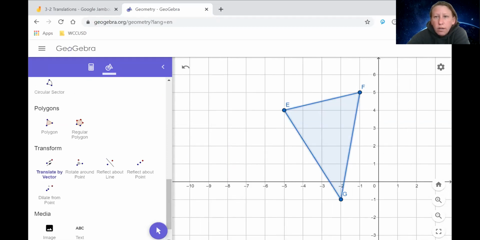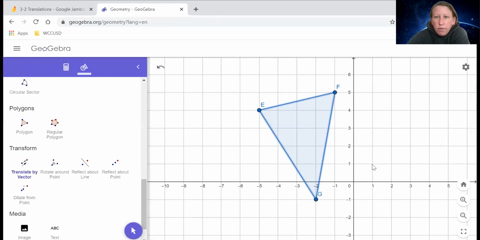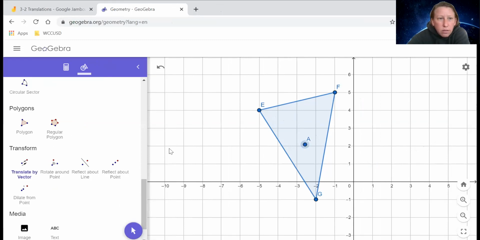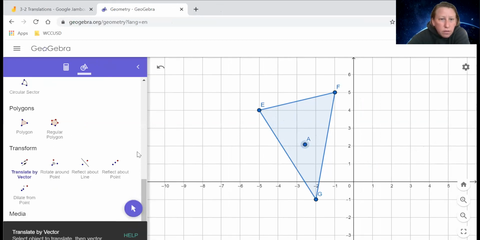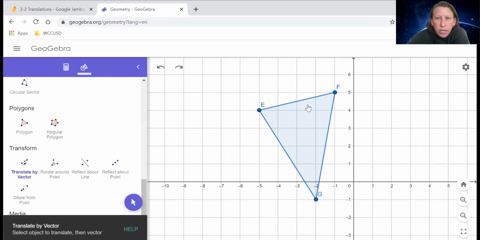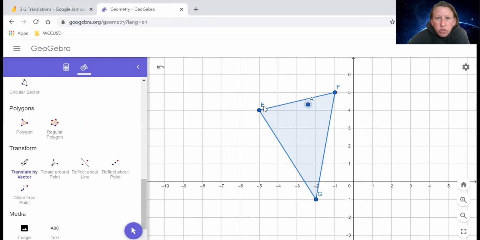So actually, I don't have a vector yet. Will it let me do it? Yes. Okay, this is a vector. Undo that. I'm going to translate it by vector. You just got to play around with this a little bit. Translate by vector. Select the object, which is the triangle.